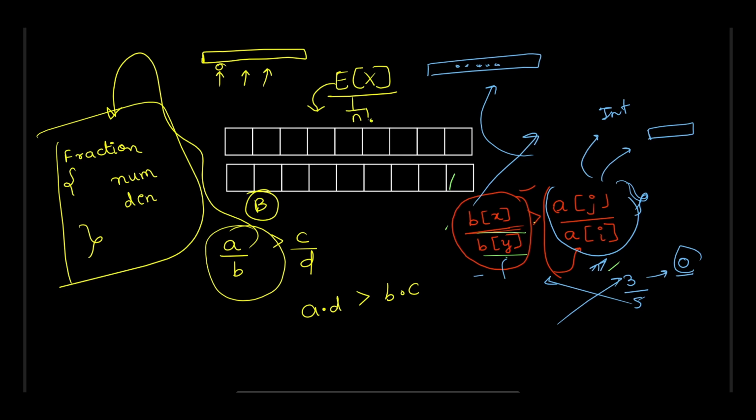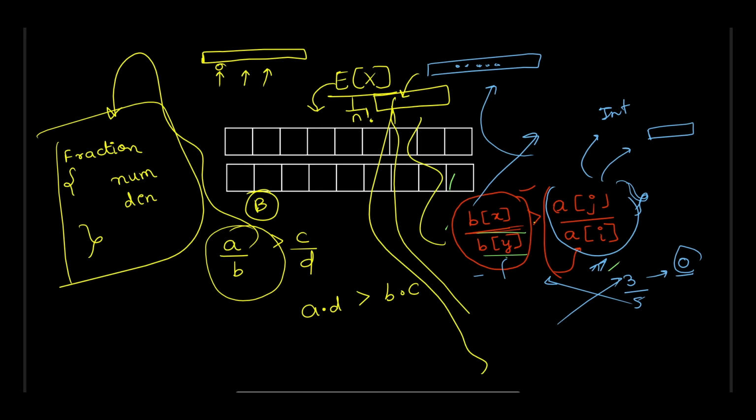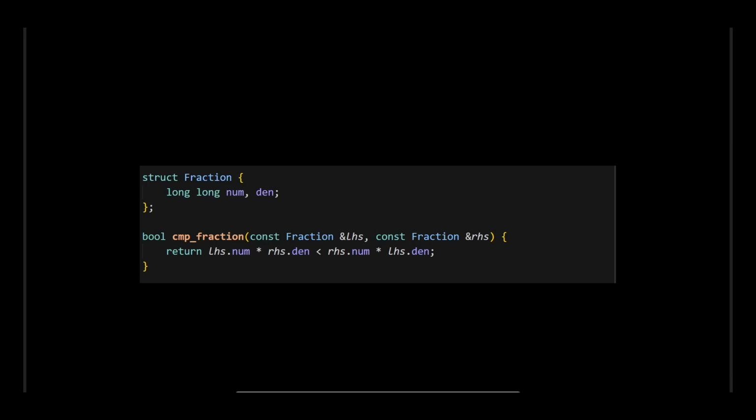So expected value would simply be 1 upon n factorial into the sum over all permutations of the sum of inversions, which is exactly the value that we found over here. And in this manner, we have solved the problem in O of n square into log n. So let's quickly look at the code.